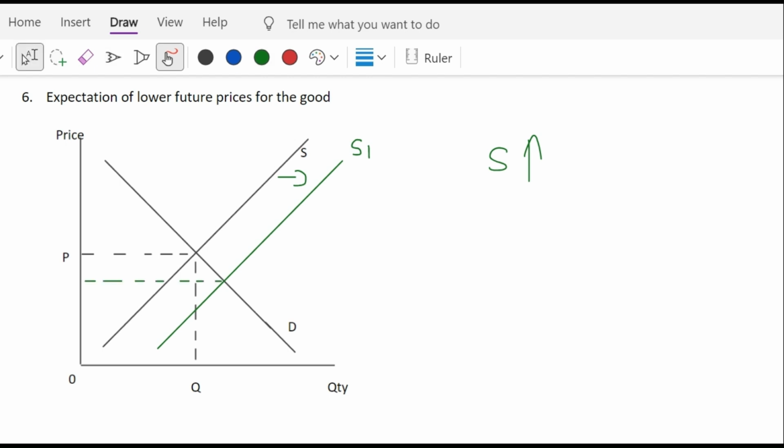The increase in supply will lead to a fall in equilibrium price from P to P1. And the fall in price also leads to an extension in demand. On the other hand, there will be an increase in quantity traded. So again, if the suppliers expect the prices to fall in the future, they will find it more profitable to supply now than in the future. So the current supply will increase, equilibrium price will decrease, equilibrium quantity traded will increase.